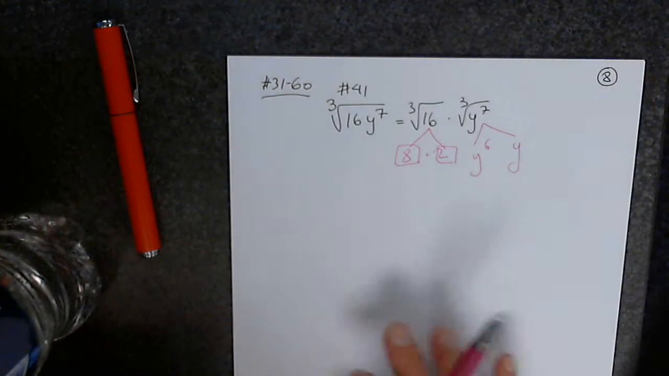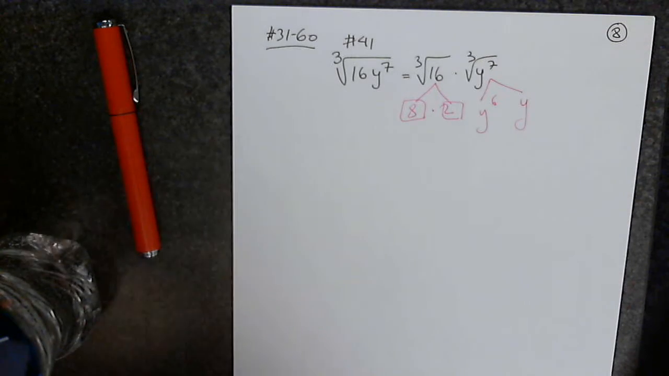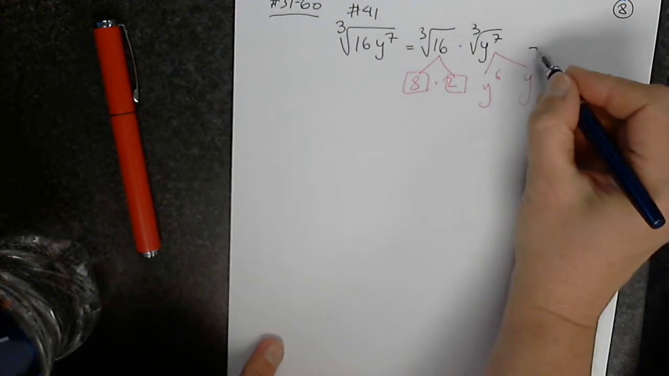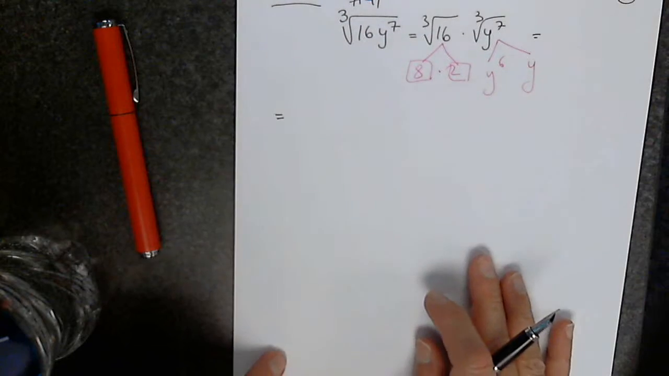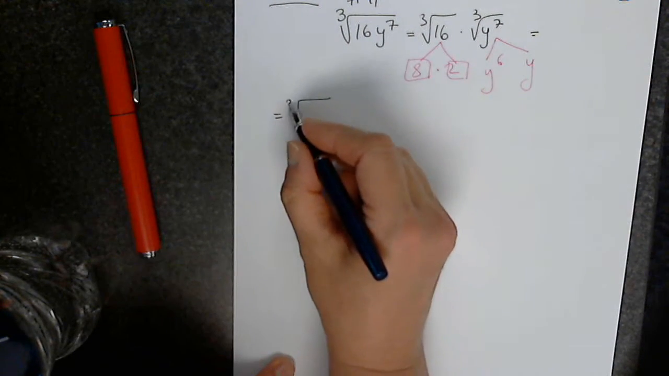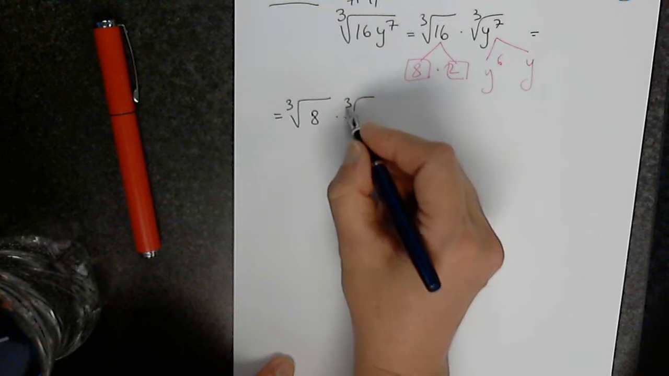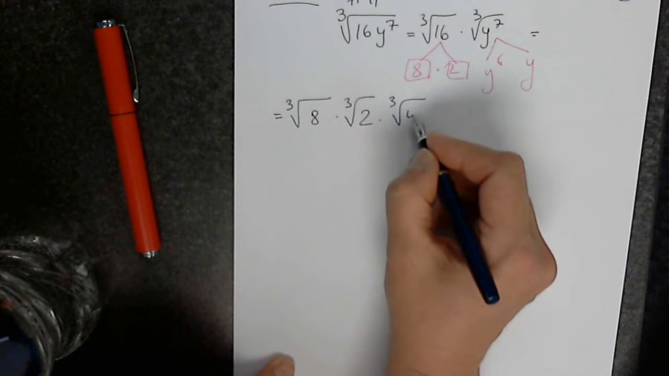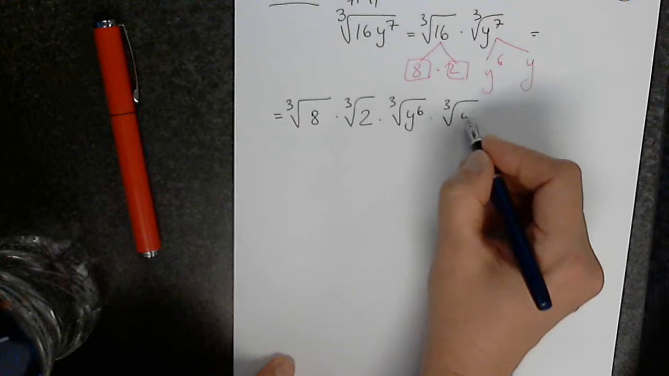Now I will rewrite the whole problem. Here's how I rewrite it. Can you skip this step? Yes. If you're comfortable with it, I'm okay. So I have the cube root of 8 times the cube root of 2 times the cube root of y to the 6th and times the cube root of y.